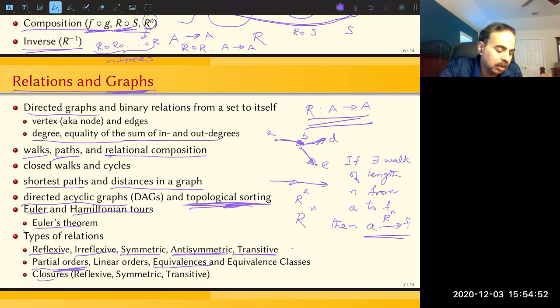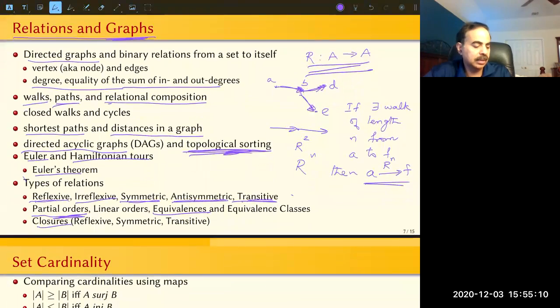And then we talked about closures, taking a relation and forcing the relation to be reflexive or symmetric or transitive, right? So that's something that we call closure. And how to compute these closures is something that we discussed.